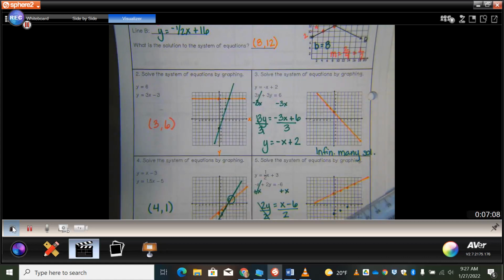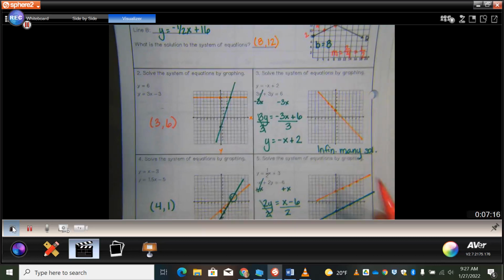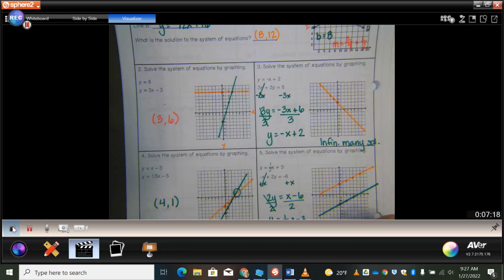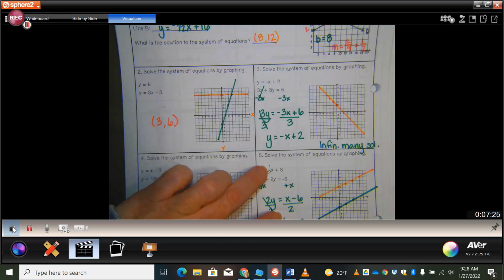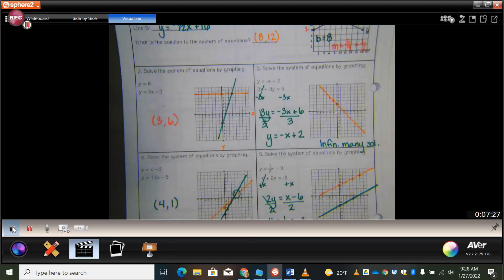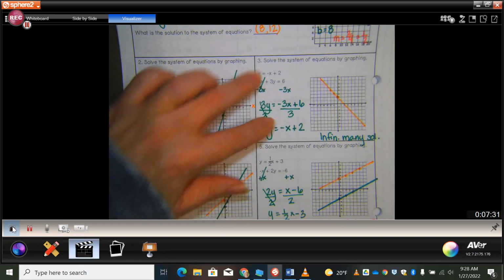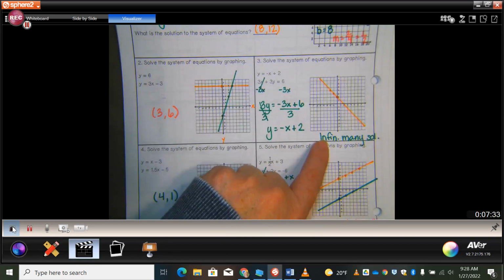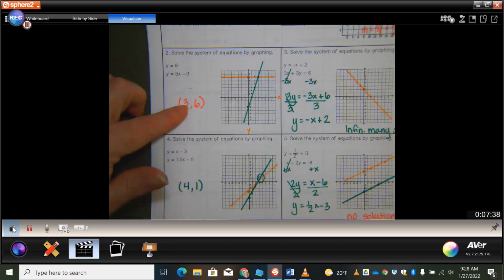Hopefully you noticed, or hopefully you remembered, that any time a system of equations has the same slope but a different y-intercept, you will get no solution because they will be parallel lines. So anytime you are graphing and the slope is the same and the y-intercepts are different, you have parallel lines, so it will mean no solution. Anytime they're exactly the same, you'll have infinitely many solutions, and whenever they're different, you're going to have one unique solution just like this.